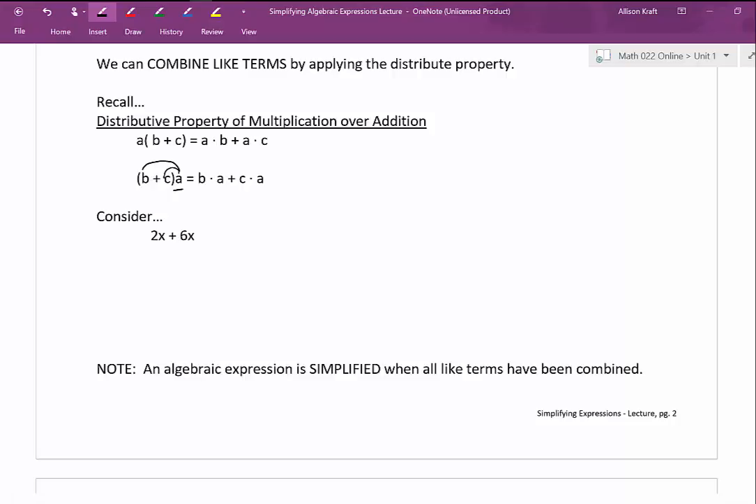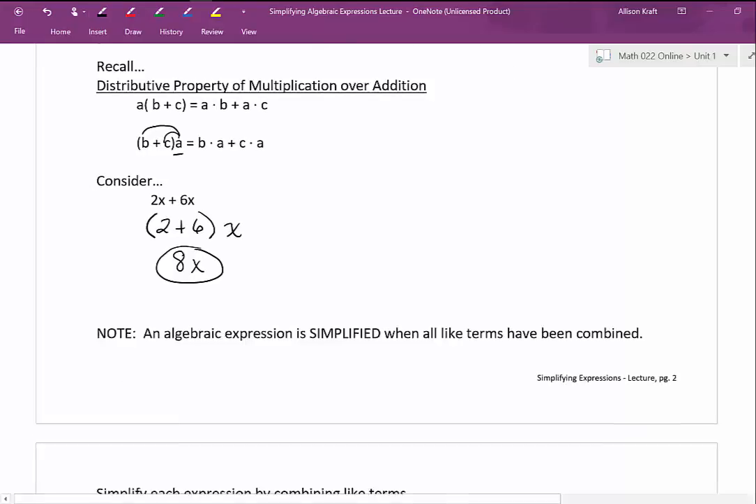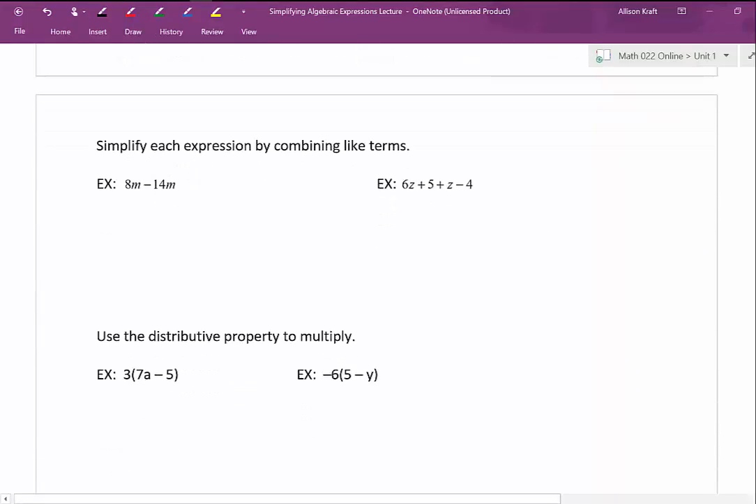Using the distributive property of multiplication backwards, this can be rewritten as 2 plus 6 times x. Following our order of operations, we'll add what's in the parentheses first, which gives me 8, and then the x is still there. So 2x plus 6x gives us 8x. An algebraic expression is simplified when all like terms have been combined.